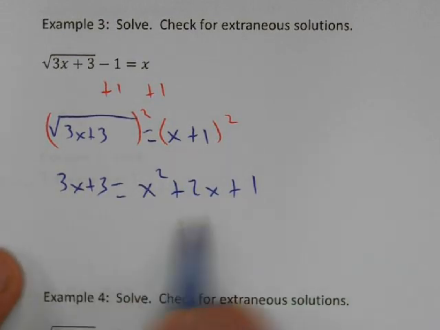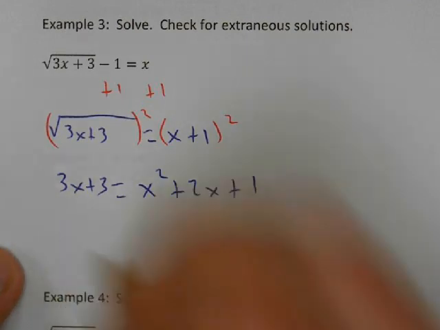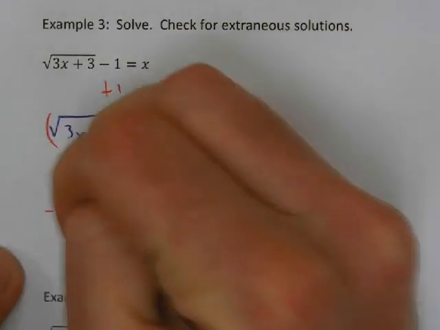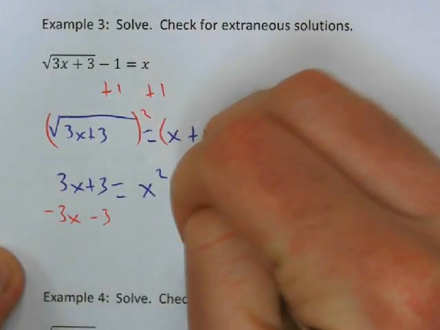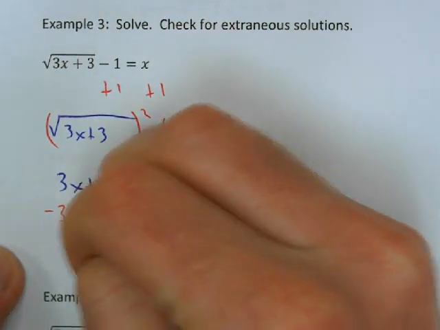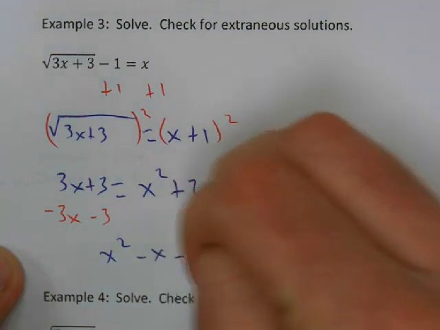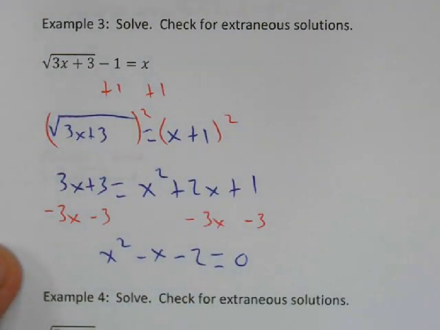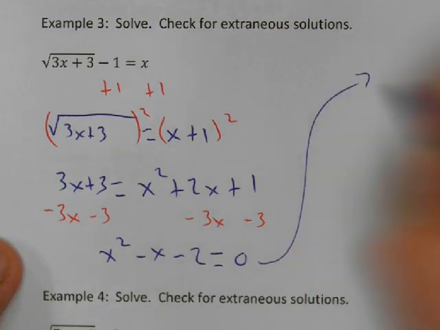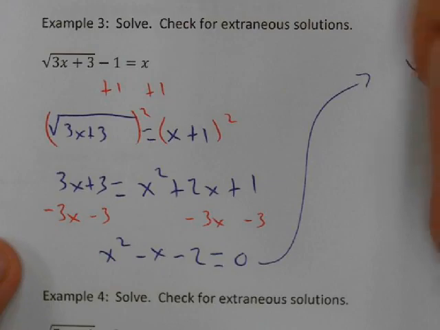All right, and then how do we solve this new quadratic equation? Well, we want to set it equal to 0. So my x squared is already positive here, so let's keep everything on the right side and move this stuff over to the left. So if we subtract 3x and subtract 3, minus 3x minus 3, that gives us x squared minus x minus 2 equals 0. Okay, and then one of the last things we need to do is factor this. Let's rewrite it up here.